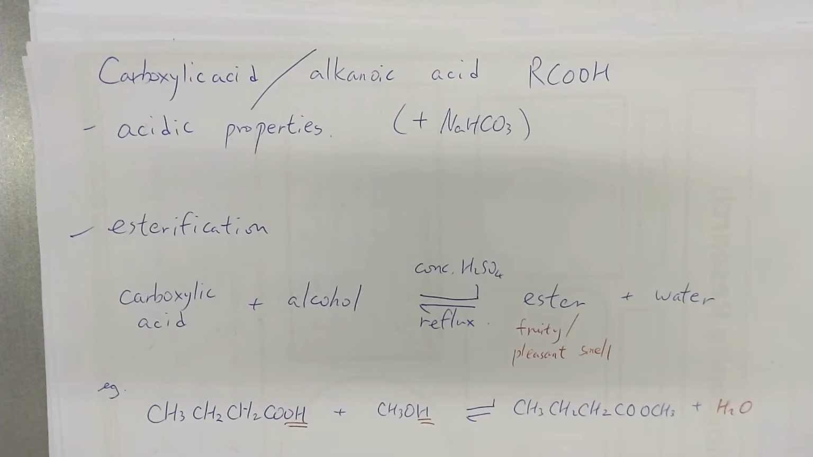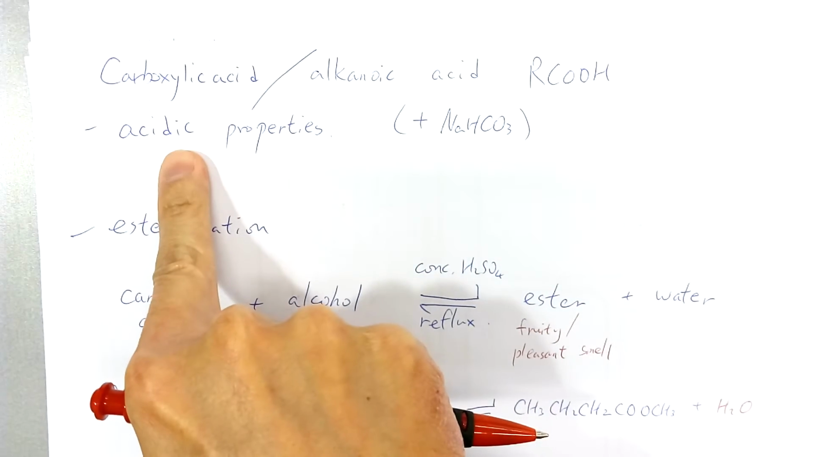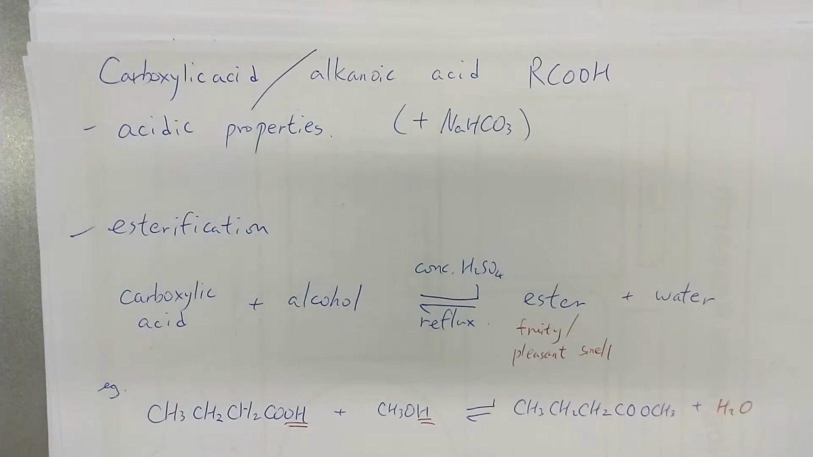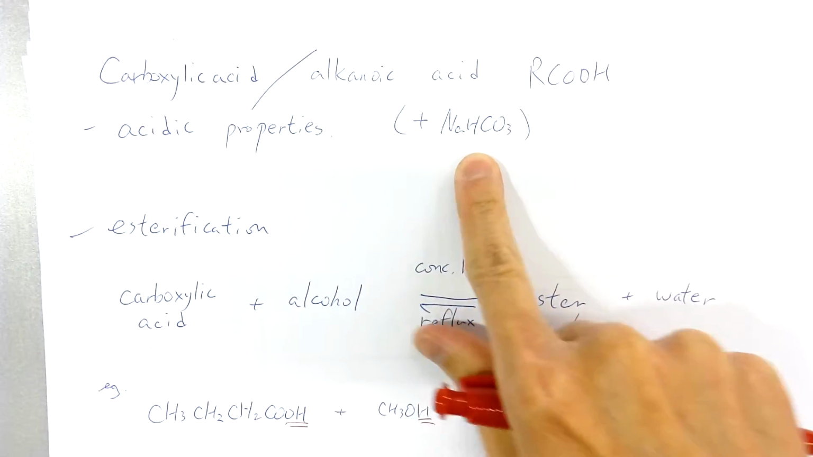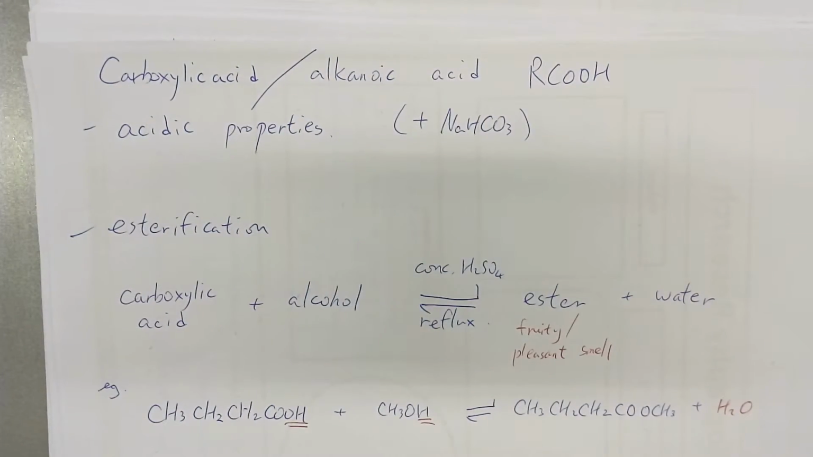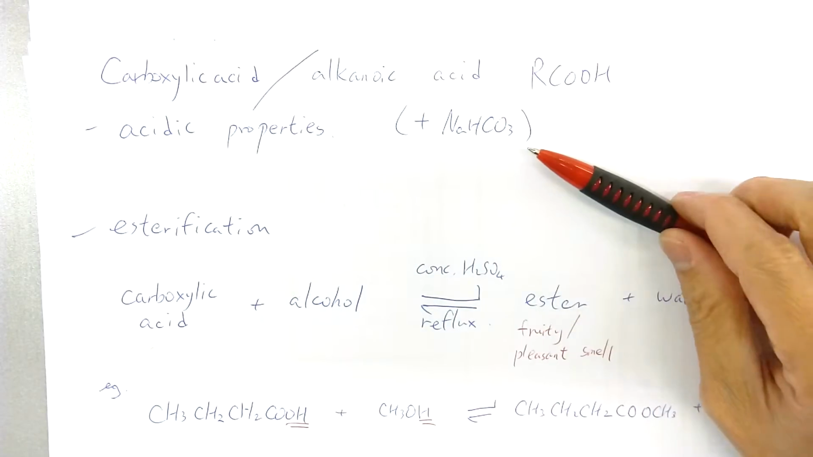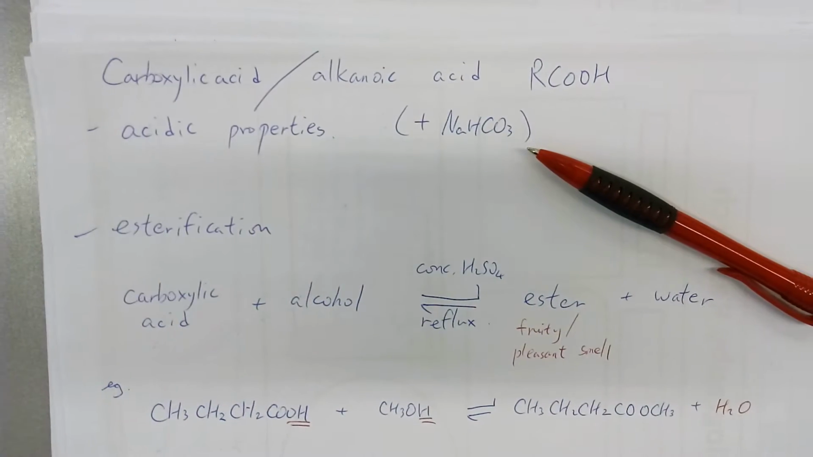The first property or chemical reaction involved is acidic properties, okay? So this is the only chemical that can react with sodium carbonate or hydrogen carbonate to give colorless bubbles. This is a very important test for the carboxylic acid, okay? So please highlight it and write it down in your notes, okay? This is a unique property that other functional groups cannot do.